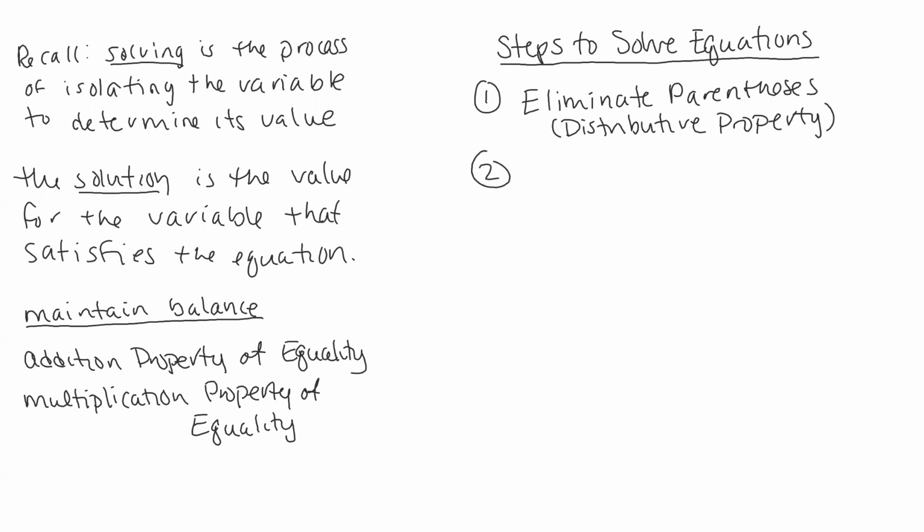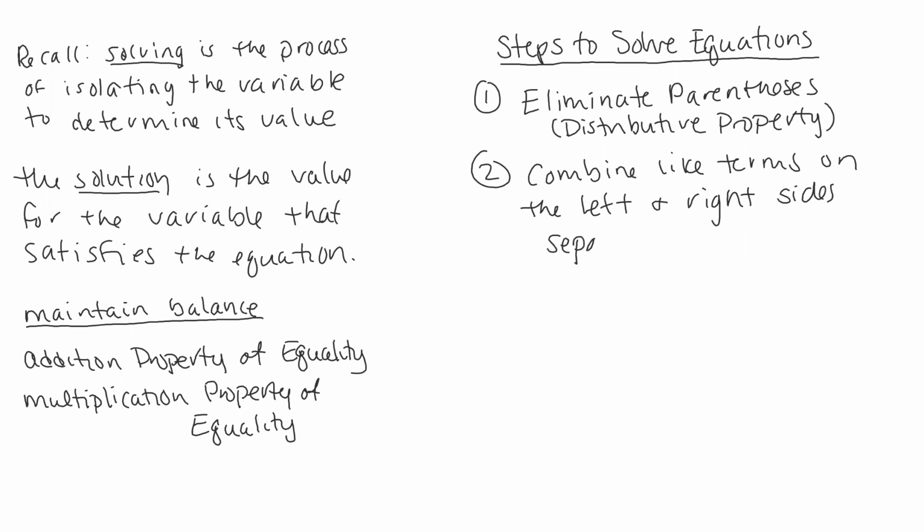After you get rid of the parentheses, you want to combine like terms on the left and right sides separately. So basically, at the end of step 2, you want at most one variable term and one constant term on the left, and at most one variable term and one constant term on the right, okay? So basically, these first 2 steps are just cleaning up your equation. You're kind of taking cookie crumbs on a table and you're brushing them into piles. You're just cleaning things up, okay?